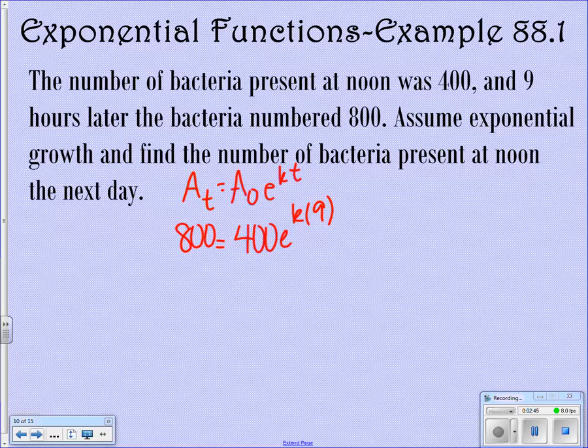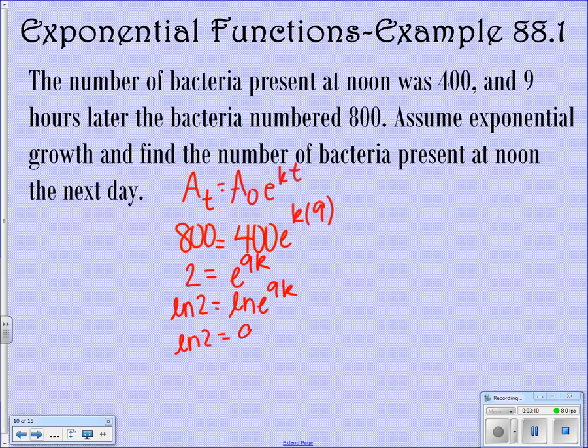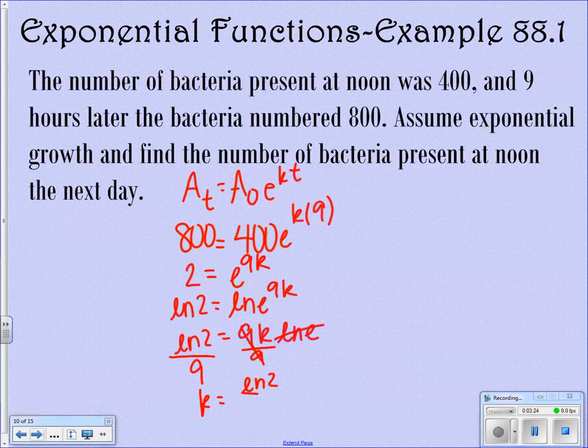And so now what we have to do is solve for our k. The way you're going to do that, first you want to get rid of the 400. So you're going to divide by 400, and that's going to give me 2 equals e to the 9k. Now we have an exponential equation, and so we're going to add an ln in front of both sides of our equation. We did this a couple weeks ago. Hopefully you remember that. Now we're going to move our exponent to the front, so I have 9k times the ln of e. Remember that the ln of e is just a 1, so it can go away. And now I can just divide by 9 to get my k. And my k value is the ln of 2 over 9.